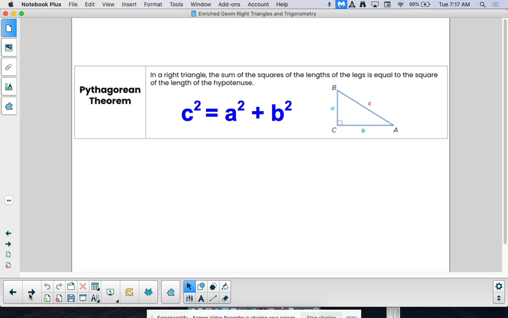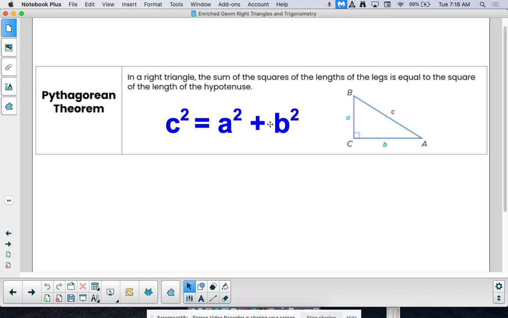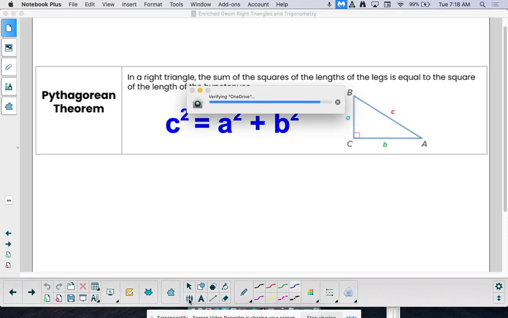We use this to find missing sides in a right triangle. And remember, it has to be a right triangle. And we know that your hypotenuse. So here we go.